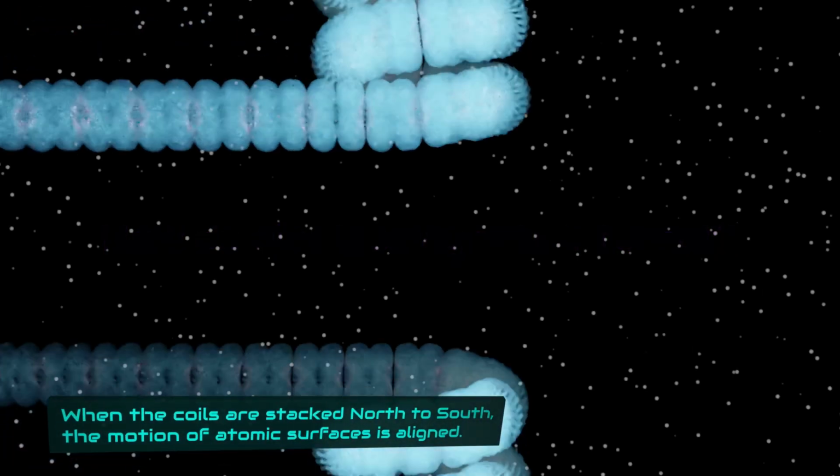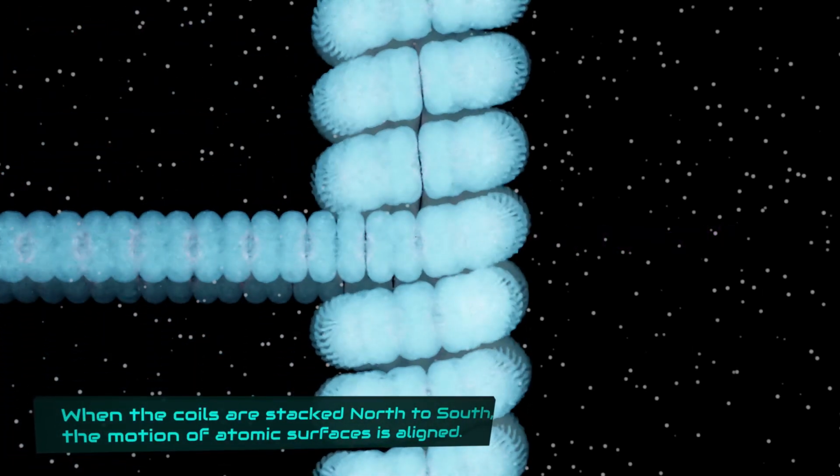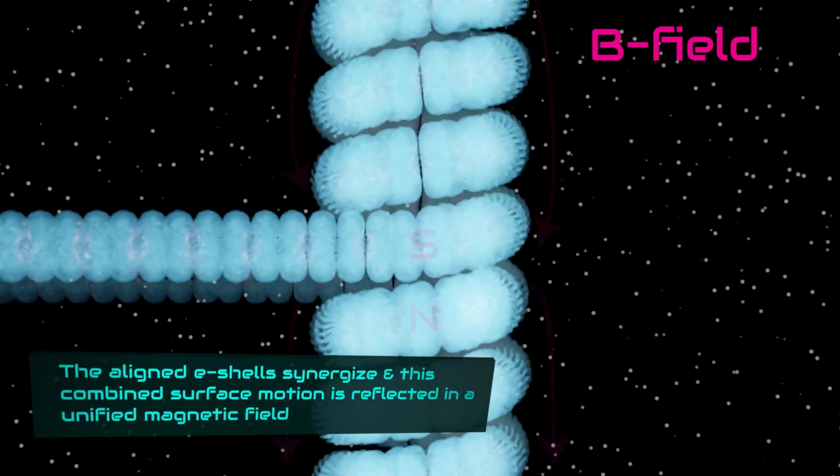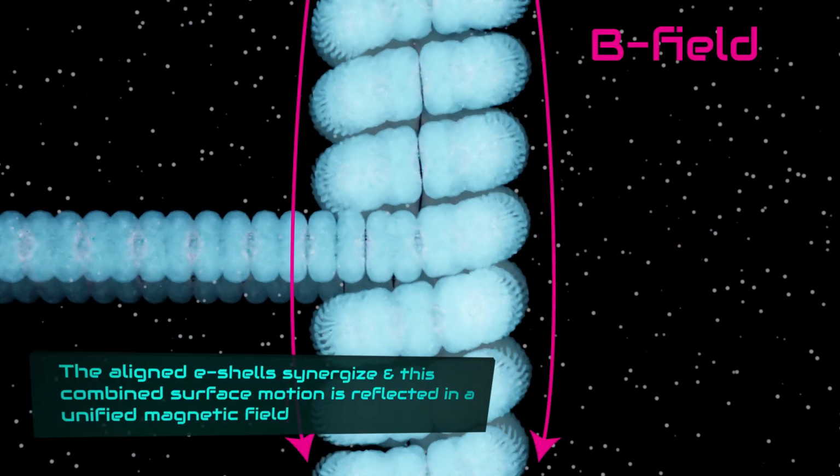How do electromagnets interact? When the coils are stacked north to south, the motion of atomic surfaces is aligned. The aligned electron shells synergize, and this combined surface motion is reflected in a unified magnetic field.